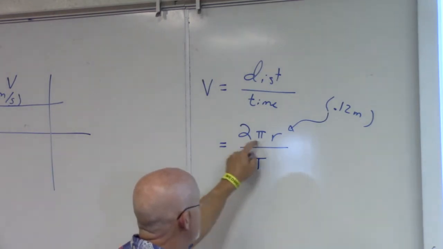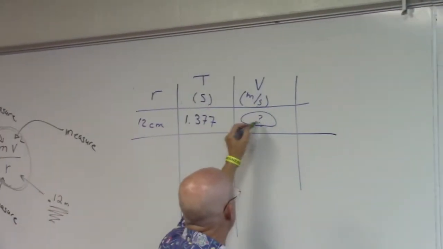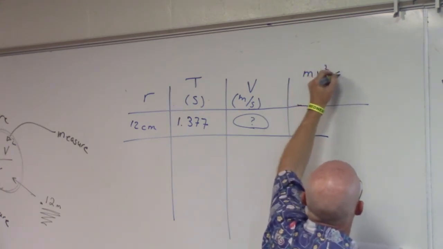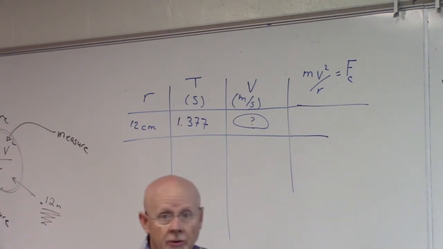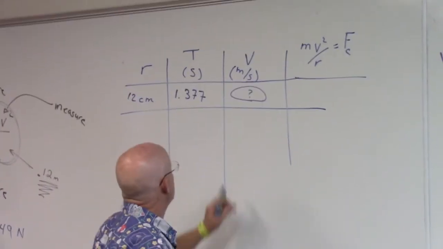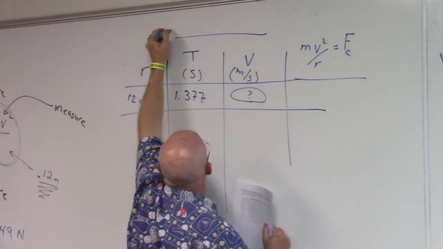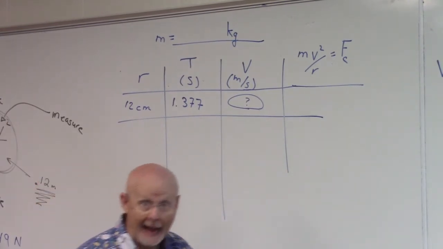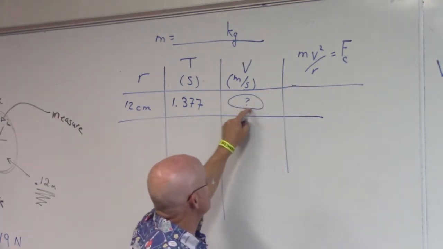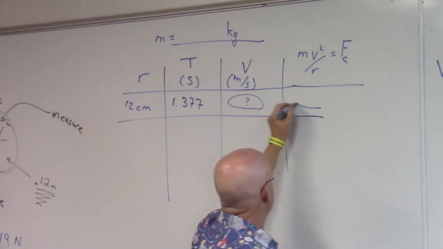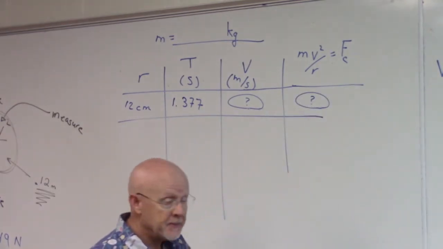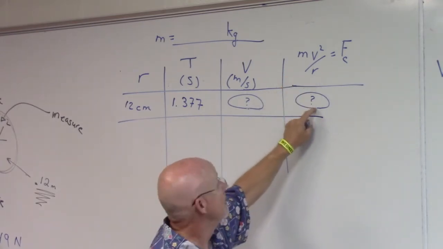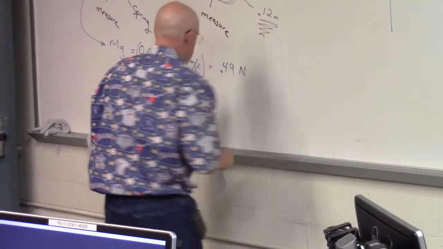So get your calculator, go 2 pi r, divide by the period, and you're going to get a number right there. Now, we can calculate the mv squared over r, which is called the centripetal force. So the mass is up here at the top in kilograms. Remember I told you it was 208.8 grams. So convert it to kilograms. The speed you just got, the radius you've gotten, and see what you get. And we'll do the rest of them here together, but I'm hoping that this number right here, this mv squared over r, is very close to the tension in the spring.